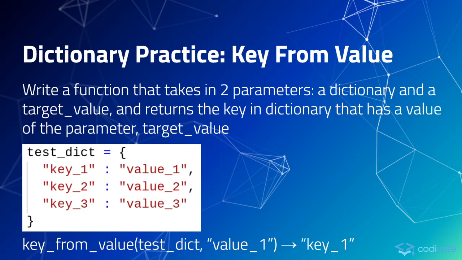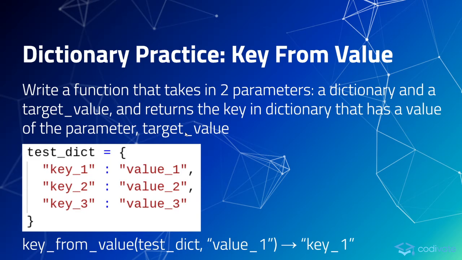Alright, I'm assuming you want a hint at this point. So the hint for this is to use a for loop to loop through each item in the dictionary. So remember, when we're looping through with a for loop, that will look at the keys and check, is the value for the current key equal to the target value? And if it is, return the current key.